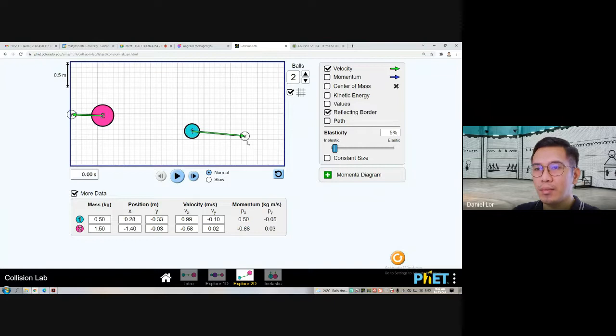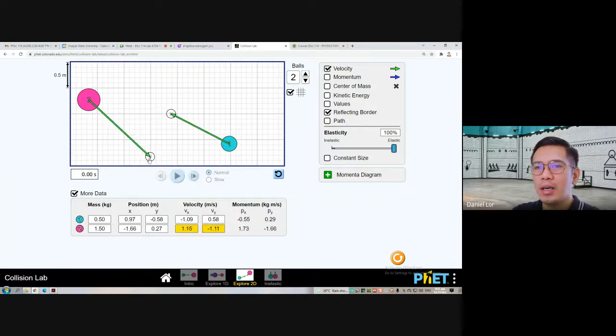Reset. Let's increase their velocities and play. As you can see, if the elasticity is 5% and it bounces on the wall, its velocity is slow because it is not elastic. Inelastic na. Reset at elasticity 100%, let's replay. Okay.